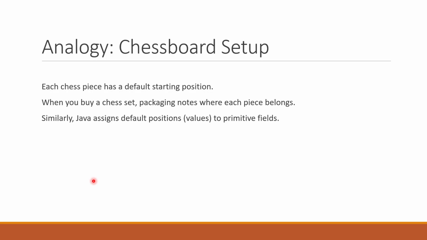To make it more relatable, let's take a chessboard example. At the beginning of every chess game, each piece has a fixed starting position. If you buy a new chess set, the packaging already knows where each piece belongs. Similarly, in Java, each primitive type has a fixed default value, which acts like its starting position. This way, nothing is left undefined.